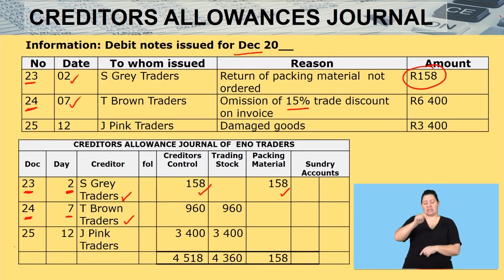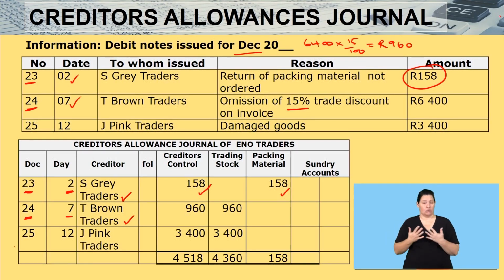You take your 6,400, you multiply that by your 15%. Please quickly punch that in your calculator. How much will you get? You should get an amount which is 960. So you come here, you say under my creditors control 960. Remember, it is the 15% trade discount that was not recorded. What was this for? This is on the purchase of goods. So I'll come to my trading stock 960.